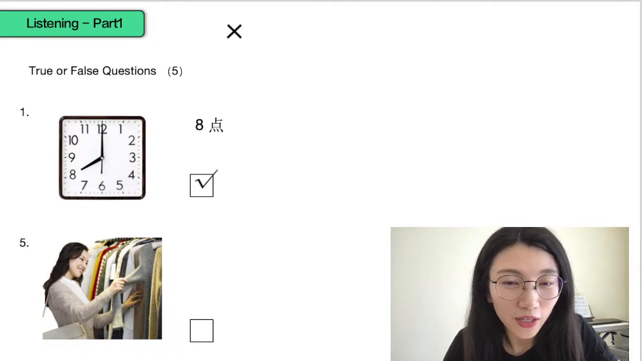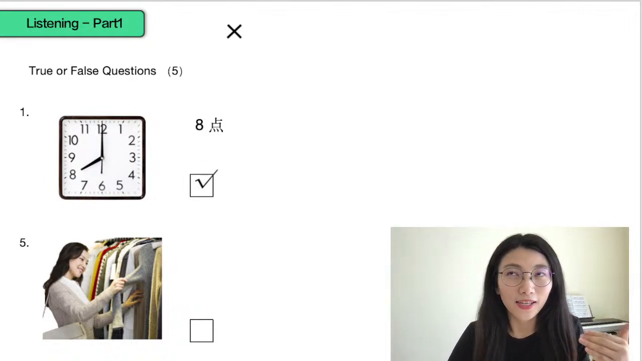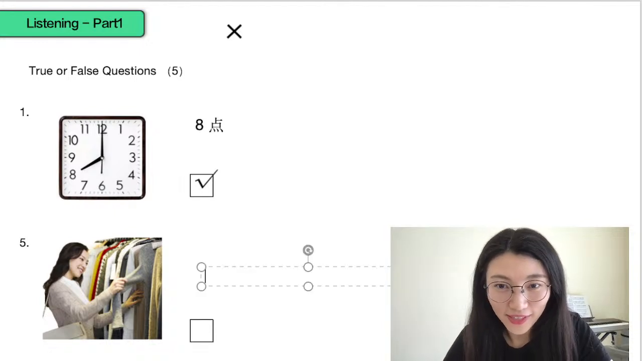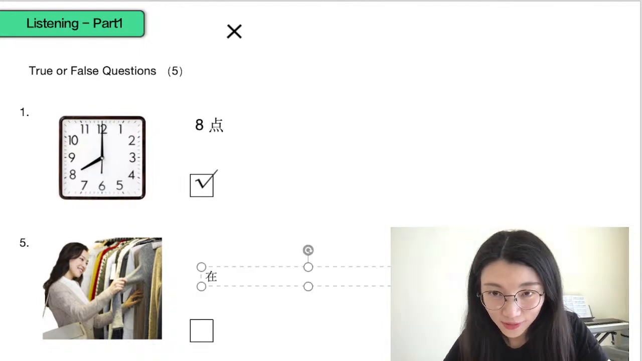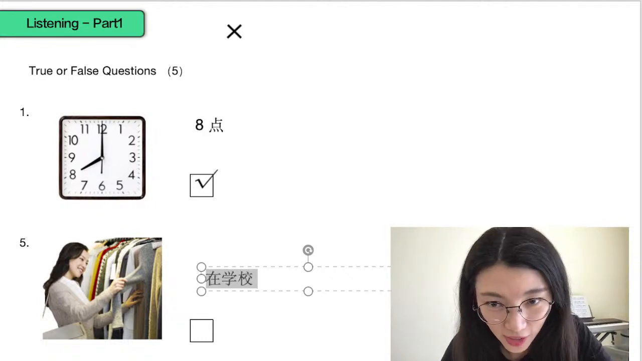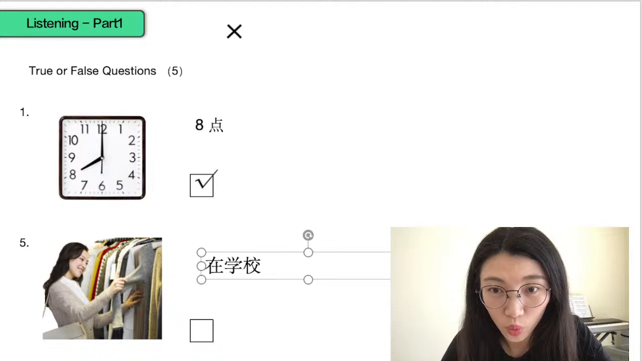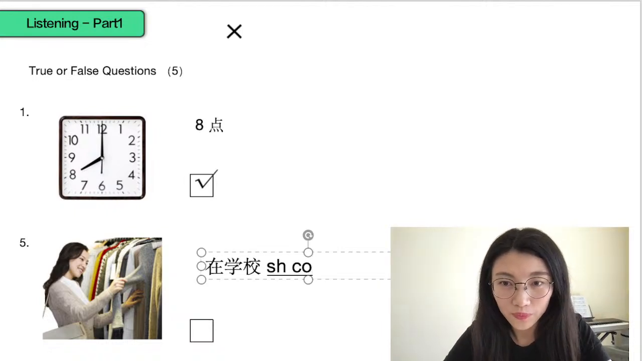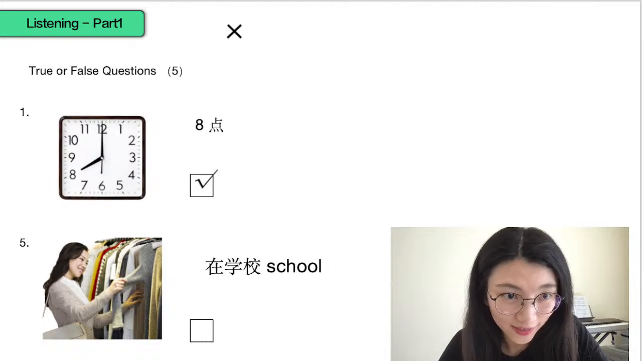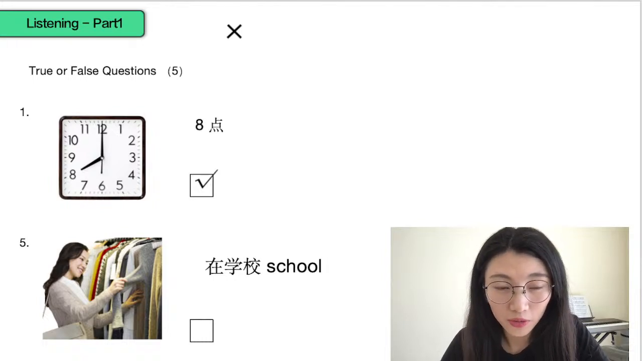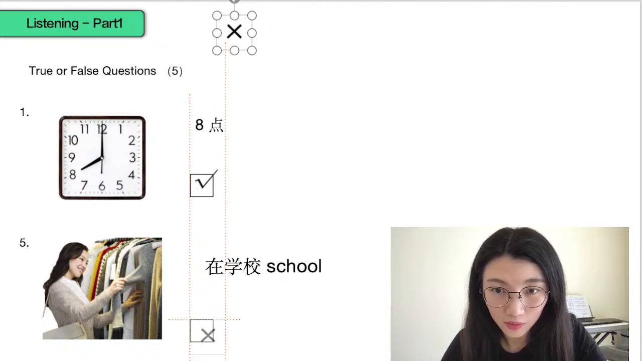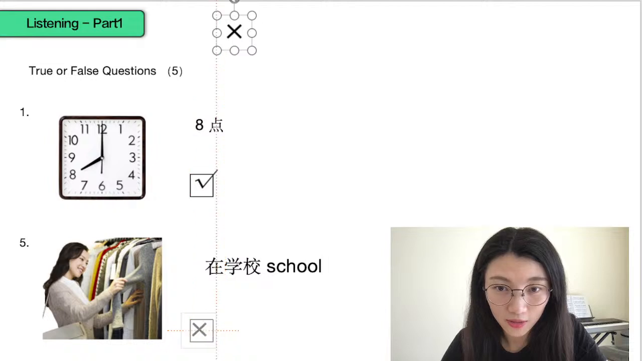So number 5 said 在学校. It's like a place, a location. 在学校, what does 学校 mean? It means school. So it's a picture at school. So number 5, correct or not? We should choose wrong.